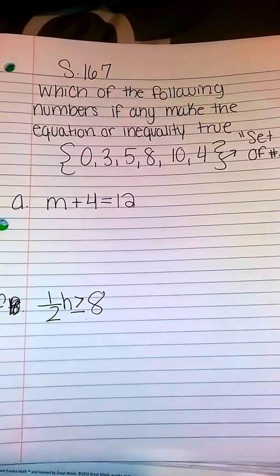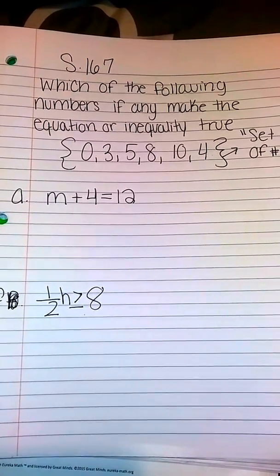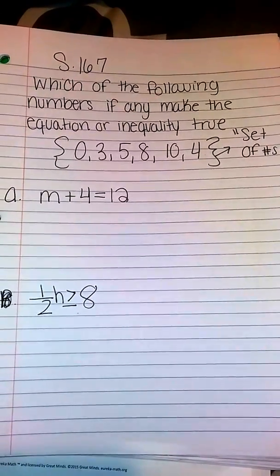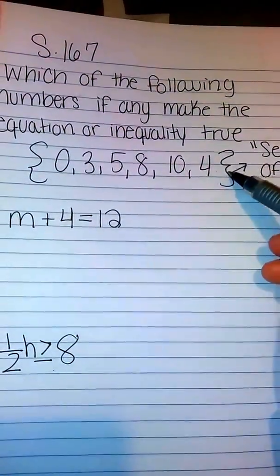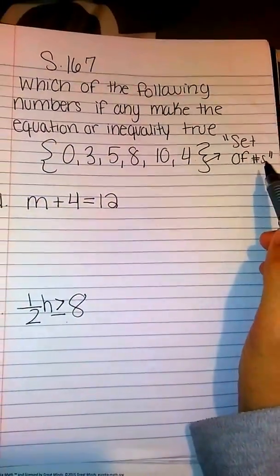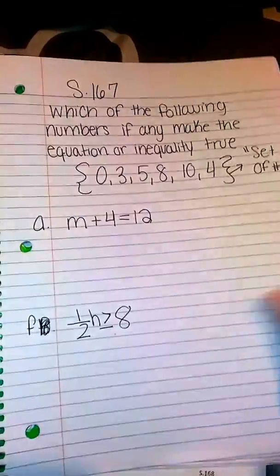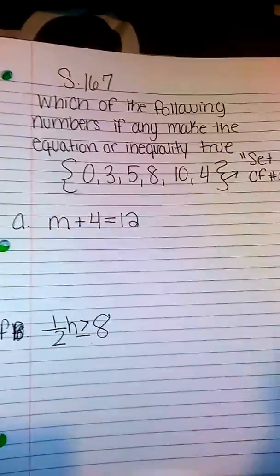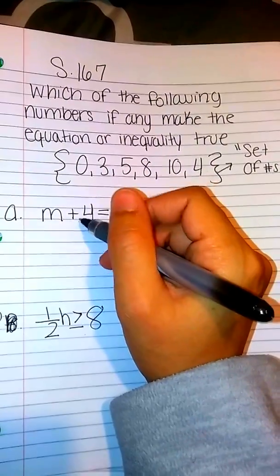It states, which of the following numbers, if any, make the equation or the inequality true? And then it provides this set of numbers. Just keep in mind that these symbols right here represent set of numbers, okay? So when you're answering your problems, you will be using these symbols. So let's go ahead and do A. Start off A by solving for the equation or the inequality.